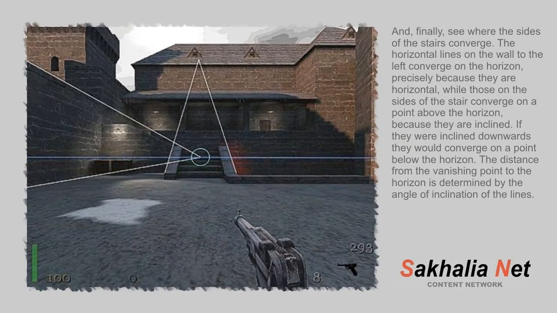And, finally, see where the sides of the stairs converge. The horizontal lines on the wall to the left converge on the horizon, precisely because they are horizontal, while those on the sides of the stair converge on a point above the horizon, because they are inclined. If they were inclined downwards, they would converge on a point below the horizon. The distance from the vanishing point to the horizon is determined by the angle of inclination of the lines.